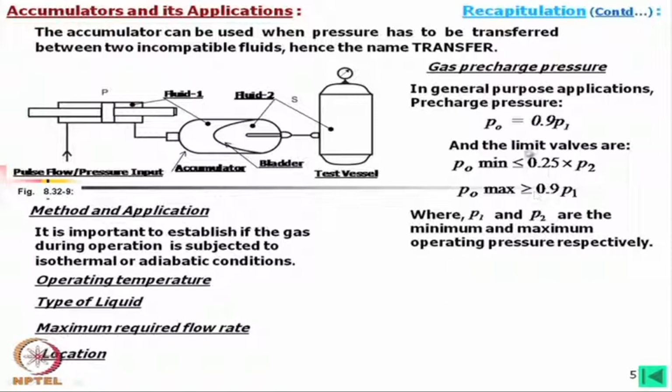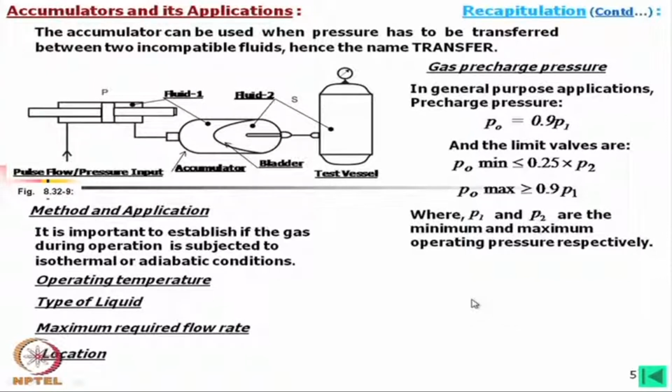The limit values are: P0 minimum is 0.25, that is 25% of the maximum pressure, whereas P0 maximum is greater than or equal to 0.9 of the minimum system pressure.